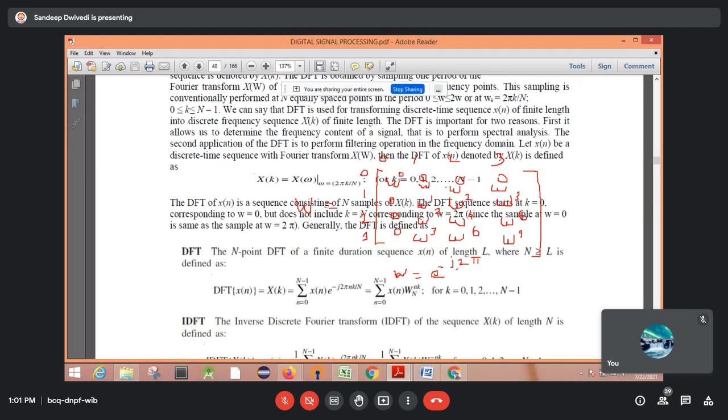What is the value of capital N here? 4. Into kn. Kn means w raised to power this value, you need to put it over here. So for 0 you need to calculate. If you put 0, this entire thing will be 0, and e raised to power 0 means this will be 1.